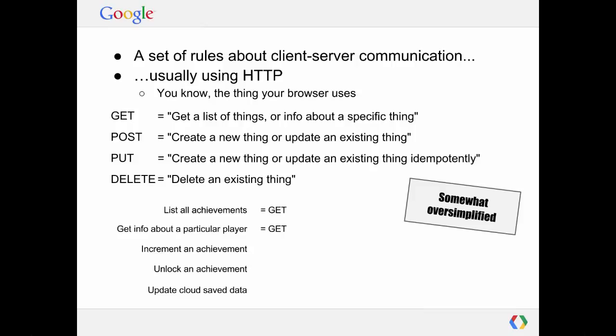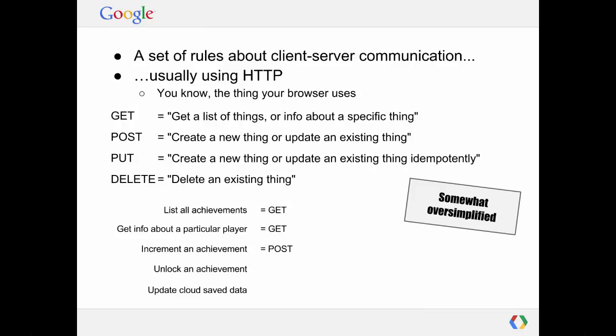Incrementing an achievement, that's a POST call. And if you think about it, that kind of makes sense. If we had an achievement to, say, earn 100 coins, and we made a call to increment that achievement by 5 coins, you would expect that every time we made that call, it would go from 5 coins to 10 coins to 15 to 20 and so on. Right? That call is not idempotent. It would be different every time we made that call.